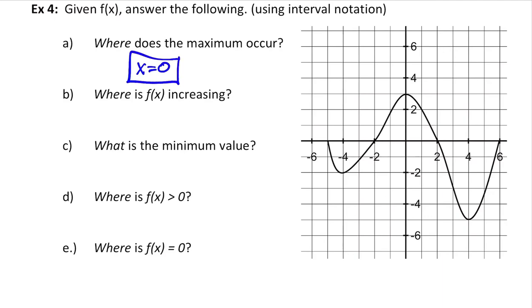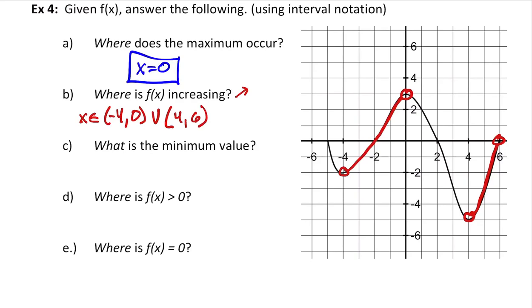Where is f of x increasing? So where is it going uphill? Open circle, because at a relative maximum, you're neither increasing nor decreasing. So I'm going uphill, uphill, uphill, neither. Then I go downhill. Then starting here, I go uphill again to this point. So I want to write that in interval notation. X is going to be an element of parentheses negative 4, and it stops at 0. Union, that's what that U means, 4 to 6.